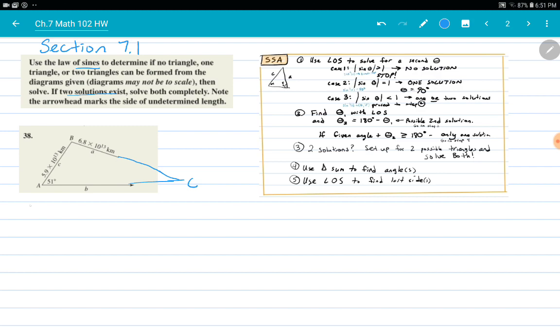So law of sines tells us that sine of C is to C as sine of B is to B and sine of A is to A. So what do we already have? This is a side-side angle. So here's my notes on side-side angle. I start by using that law of sines to find a second angle.